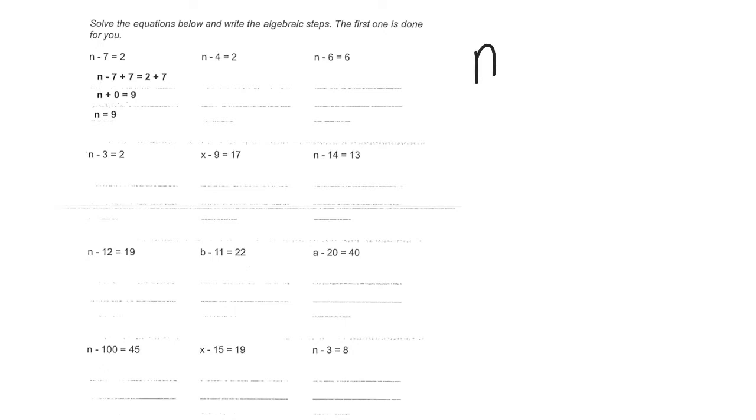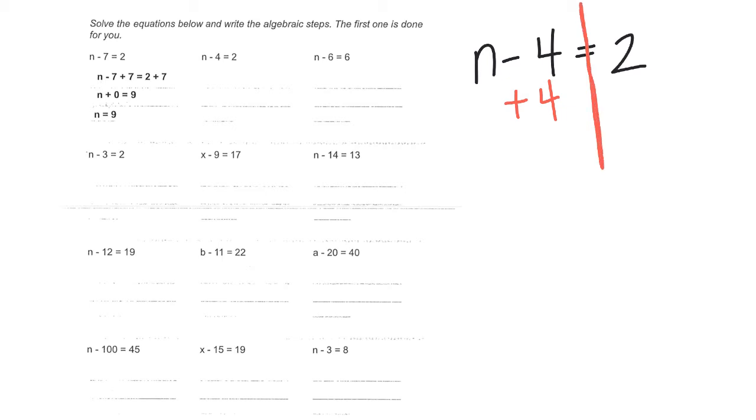So the first one says n minus 4 equals 2. Okay, so I know that my job is to get that n all by itself. So then I think, okay, what is the opposite of subtraction? It's addition. So I'm going to add 4 to this side. And on the opposite side, imagine there's a wall right here.